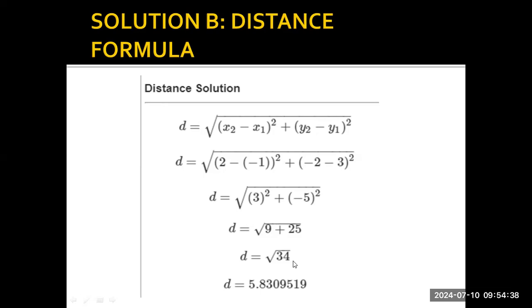So if we want to get the actual distance, the actual measure, it is d equals 5.830919. So this is measured in light years. d equals 5.830919 light years, because we're talking about the distance between stars.